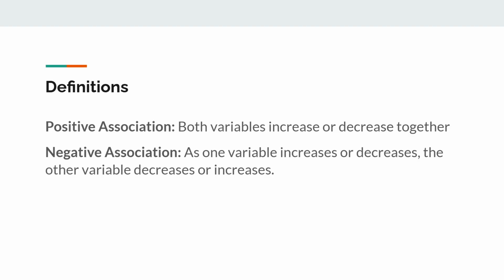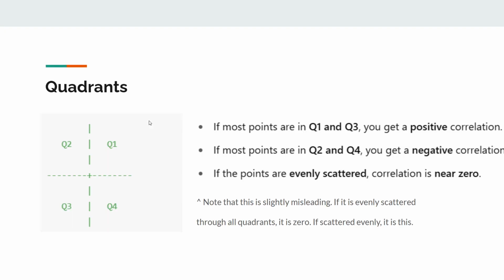A positive association: both variables increase or decrease together. Negative association: as one variable increases or decreases, the other variable decreases or increases. So negative association is if r is negative, and positive association is if r is positive. So here's just a general rule of thumb.